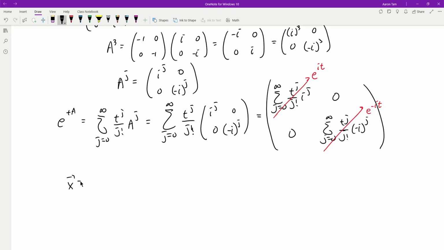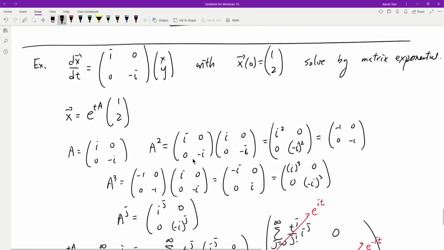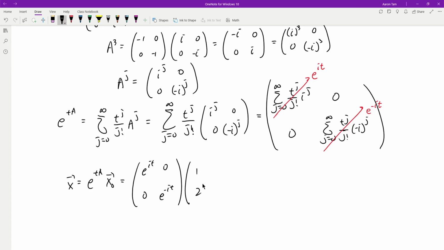So now I can say what vector x is. Vector x would equal e to the ta times vector x sub 0. That's [e to the it, 0, 0, e to the negative it] multiplied by [1, 2]. So that comes out to be e to the it, and 2 e to the negative it. Oops, negative it.